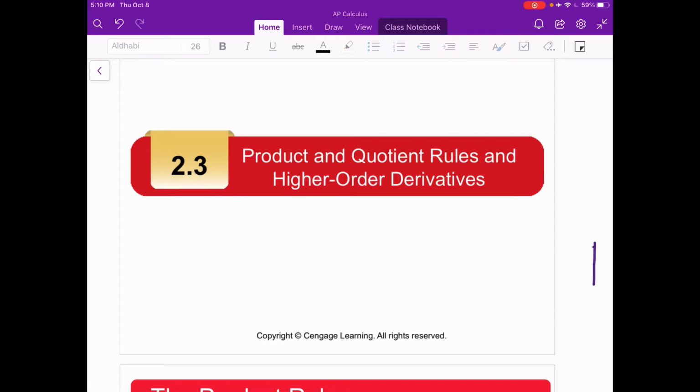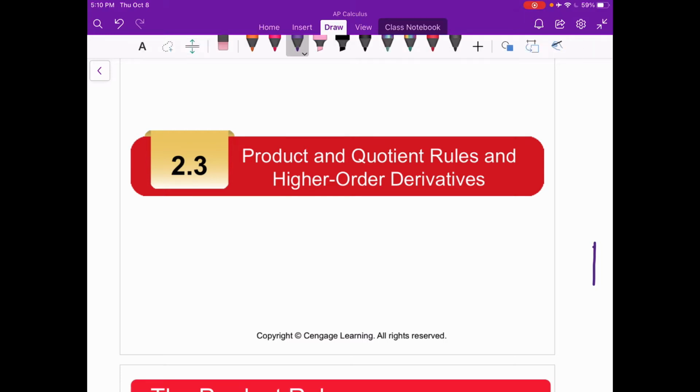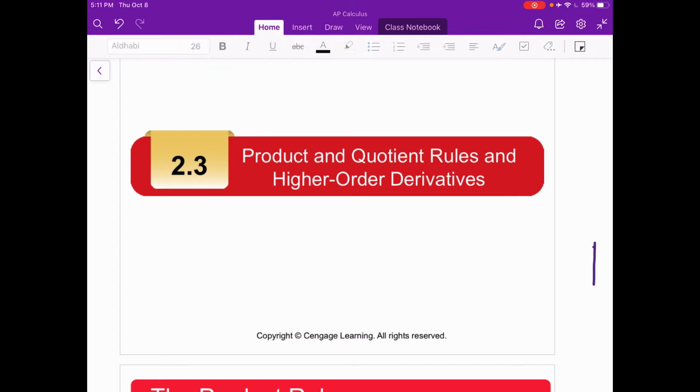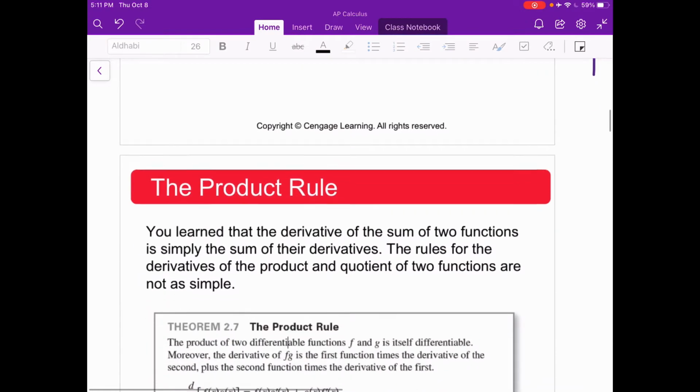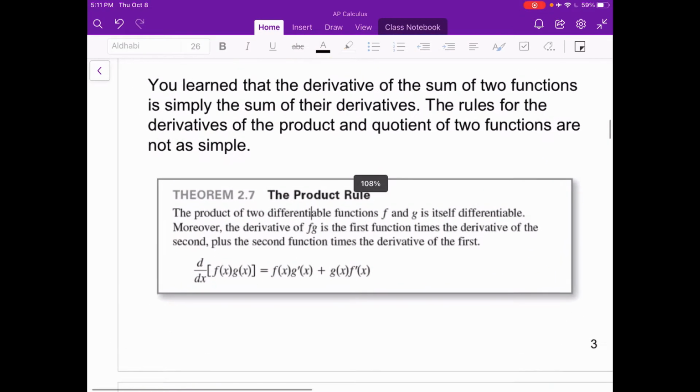Hey guys, we are moving on to 2.3, which is the product and quotient rule. So you guys have learned the power rule. We learned the long way to do derivatives, which is with limits. Now we're going to learn how to derive a function which can be separated into two separate functions. And here's what I mean by that.